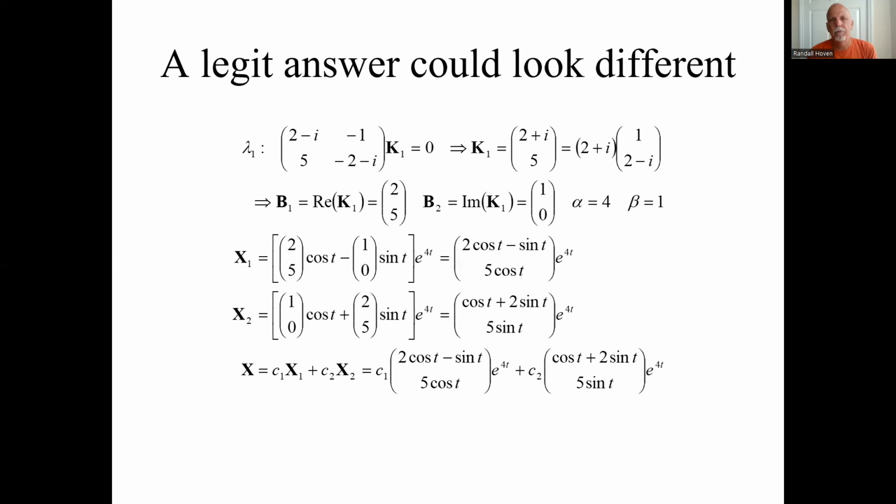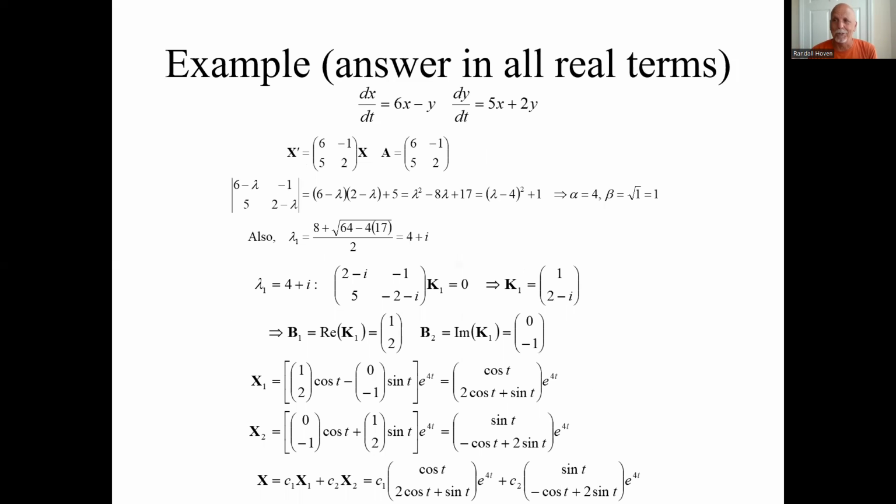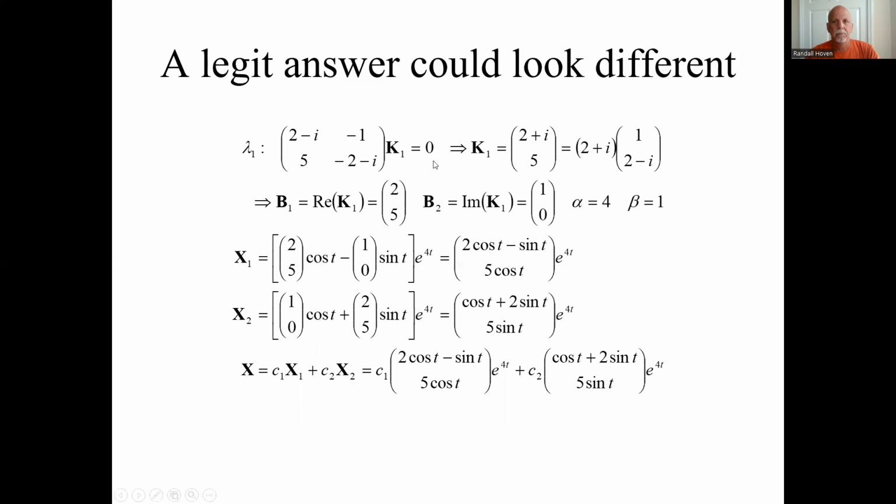You could have another legitimate answer that looks entirely different to you, if you're just trying to compare your answer to the solution manual or what's in the back of the book or something like that. I could have said K1 was 2 plus i over 5. And I'd end up getting a different looking answer, but it is still a legitimate answer. These arbitrary constants, C1 and C2, absorb the differences.